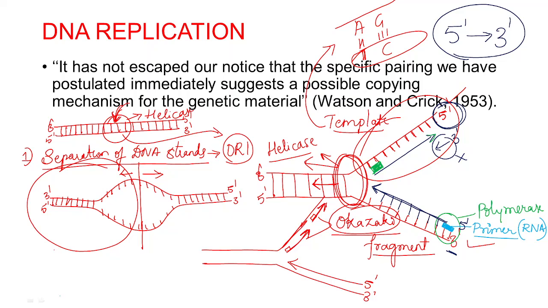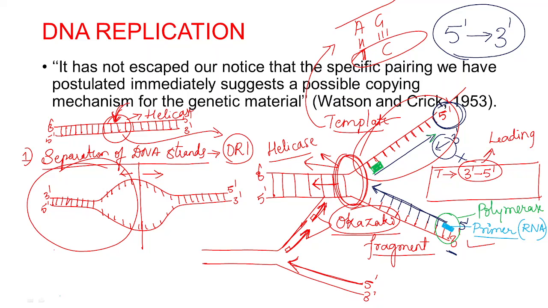But what is the difference between both of these? One strand is forming continuously without any break, but the other strand has many breaks. Do remember, very important point: if the template strand has 3' to 5' polarity, on this template strand continuous synthesis will take place, and it is called the leading strand.